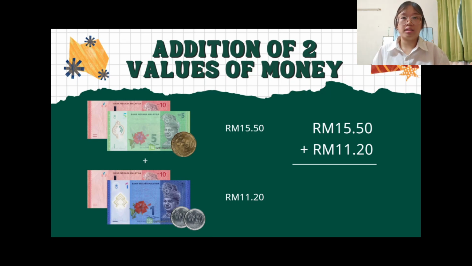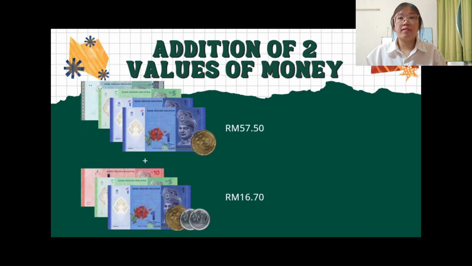So 0 plus 0 equals 0. 5 plus 2 equals 7. 5 plus 1 equals 6. 1 plus 1 equals 2. And then don't forget to write down the unit, RM. So the answer of this example is RM26.70.